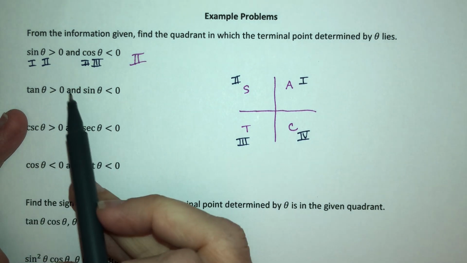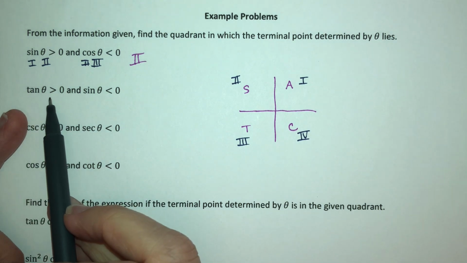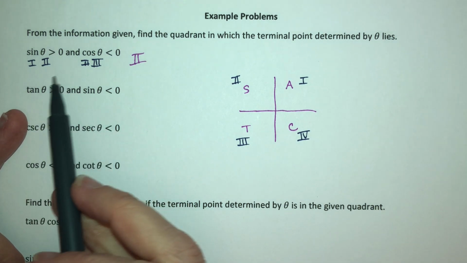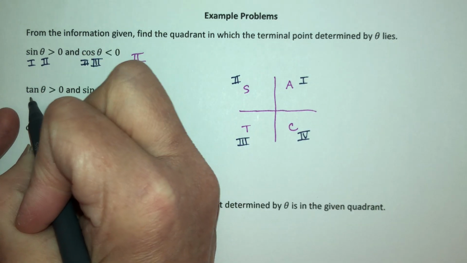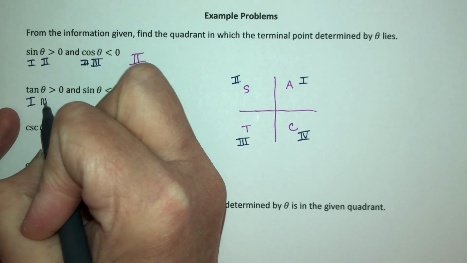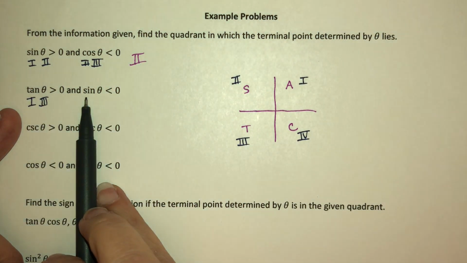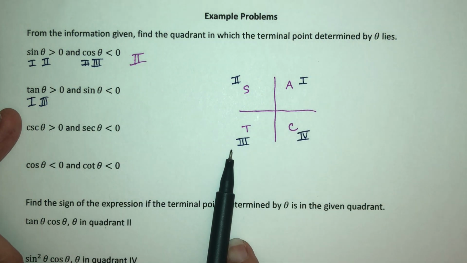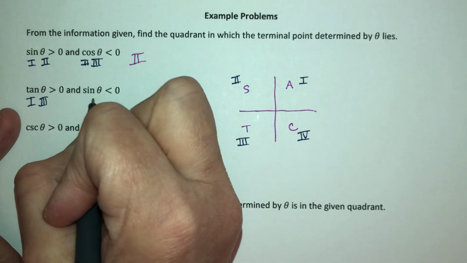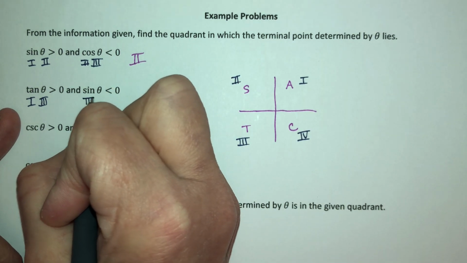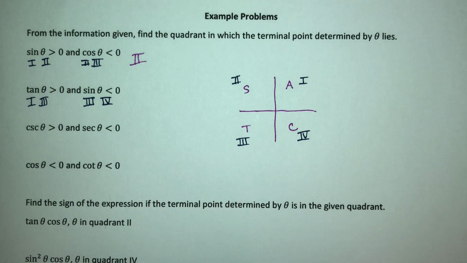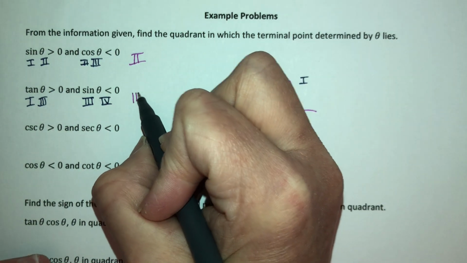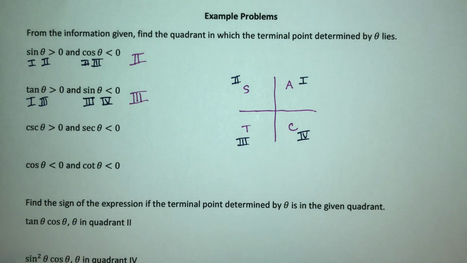Okay? Tangent is positive and sine is negative. Well, tangent is positive in 1 and 3. Sine is negative in 3 and 4. So where do both of these happen? In quadrant 3.